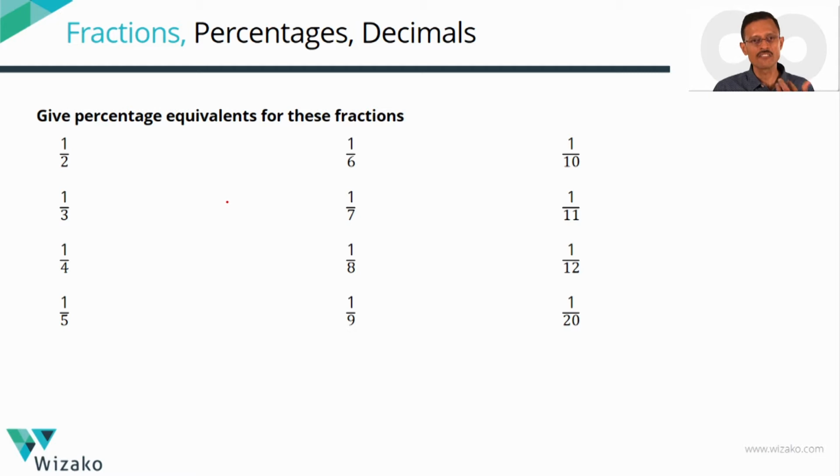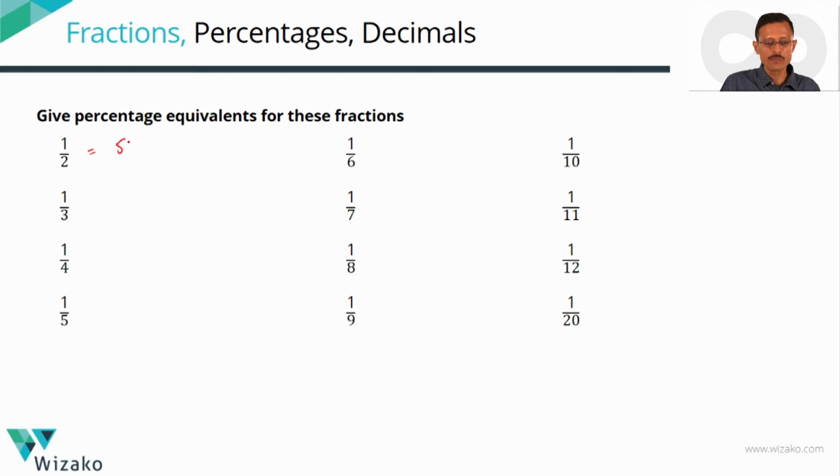Some parts of the test have calculators, some do not have a calculator, but your ability to calculate it mentally will save you the time of even keying things into the calculator. Let's start with this. In this exercise, we're going to be writing equivalent percentages for these fractions. Whatever is known directly, we'll quickly finish it.